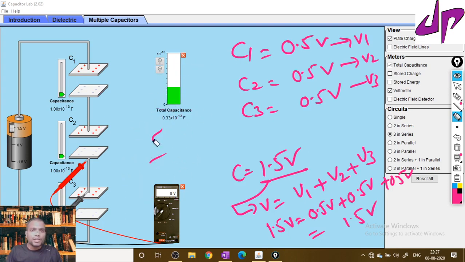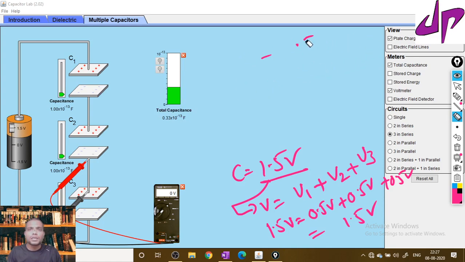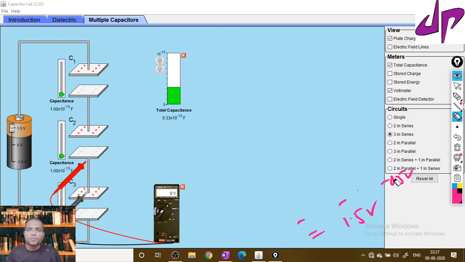So finally I can say that in series, the total potential difference is equal to the sum of the individual potential differences.